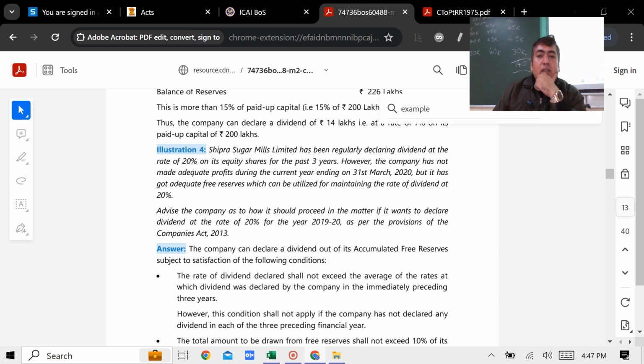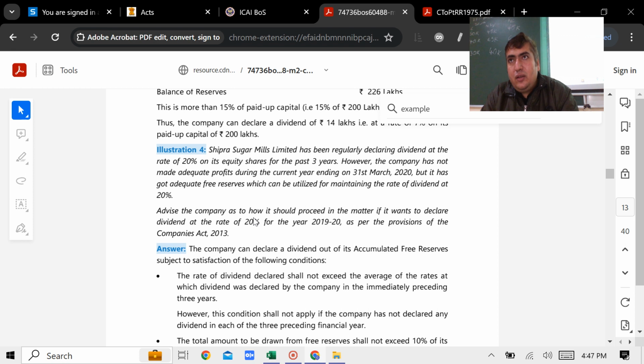That advise the company as to how it should proceed further in the matter if they want to declare dividend at the rate of 20% as per the provisions. Yes, it is allowed. The question could be different if they are saying that instead of 20%, the company desires to go for 25%. Then what is supposed to be the answer? It is not allowed. This is how the question should be answered.